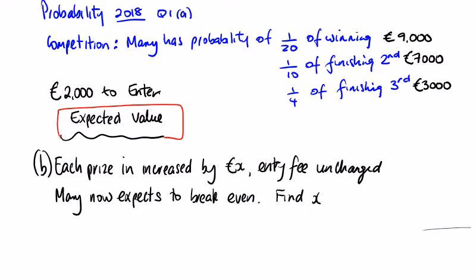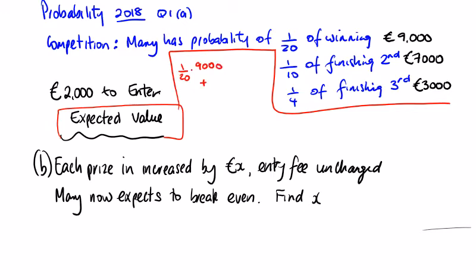So let's have a look here. I haven't given myself a huge amount of room, but let's do it here. So 1 over 20 by 9,000, I'll do it going down, plus 1 over 10 by 7,000, plus 1 over 4 by 3,000. So 1 over 20 is 5%, and 10% is 900, so we're looking at 450, 700, and a quarter of 3,000 is 750.